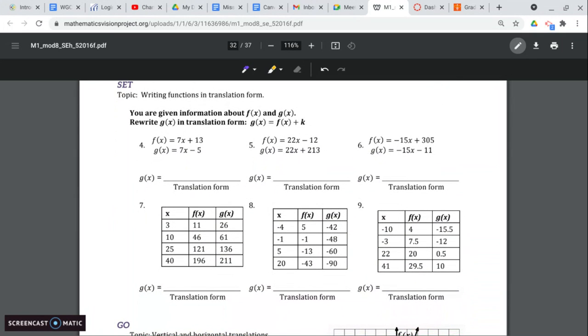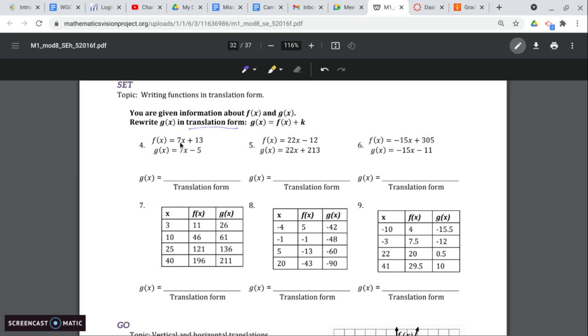All right, so our next section is looking at translation form. We looked a little bit at this last time. Now we don't have the graphs. Now we just have the equations, or a table and an equation. You are given information about f of x and g of x. Rewrite g of x in translation form: g of x equals f of x plus k. Translation form is your keyword for this lesson.